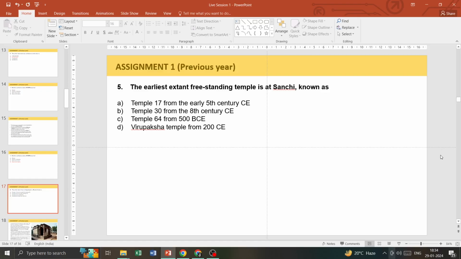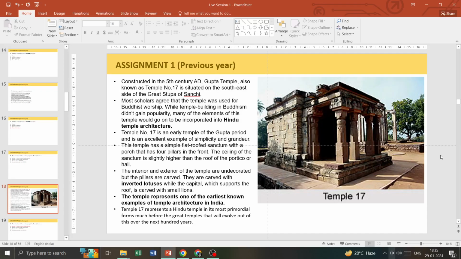So to be able to answer this question, you just have to know which one was the earliest freestanding temple in India or at Sanchi. So the answer is actually Temple 17. I will just quickly tell you about Temple 17 so that you can understand it better.